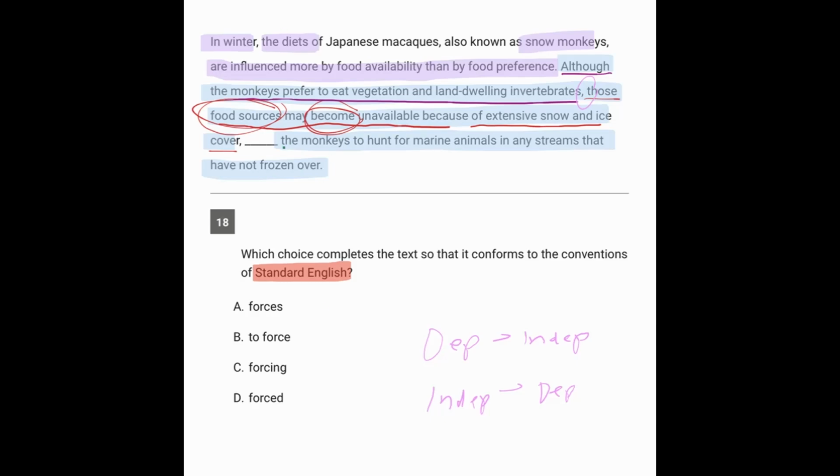Last but not least, we have the modifier at the end here, forcing the monkeys to hunt for marine animals in any streams that haven't frozen over. So we've got a dependent followed by an independent. That's a classic sentence. And then we have a little extra information being added to the end with this ing wording, because keep in mind, ing words are not verbs.